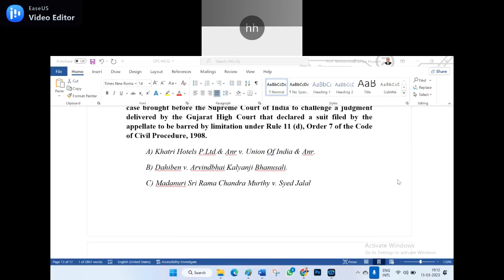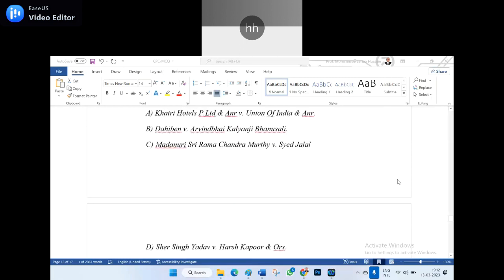Madamuri Sri Rama Chandra Murthy versus Syed Jalal. D. Sher Singh Yadav versus Harsh Kapoor and others. These are the 4 cases. Option B, sir. Dahiben versus Arvind Bhai Kalyanji Bhamnusali. You are right. I appreciate.